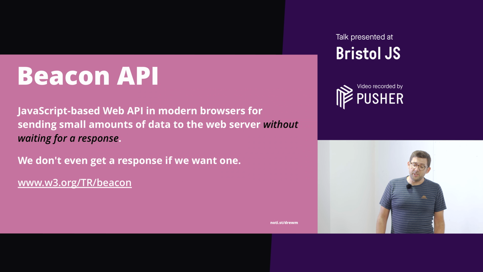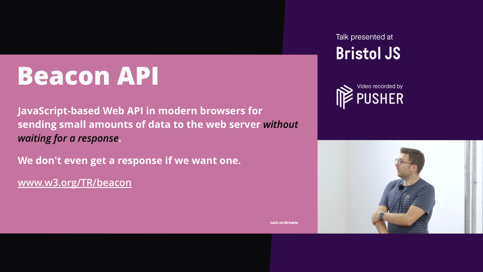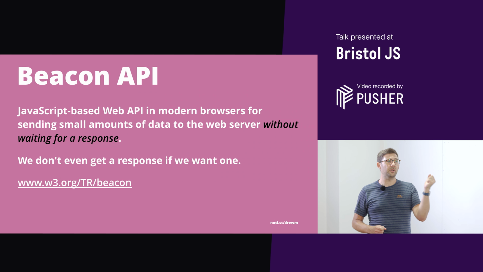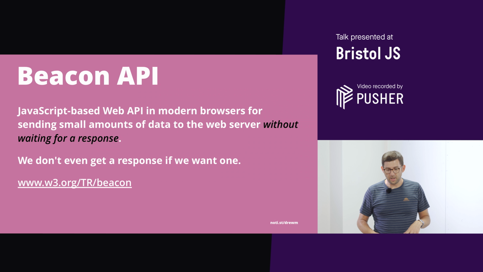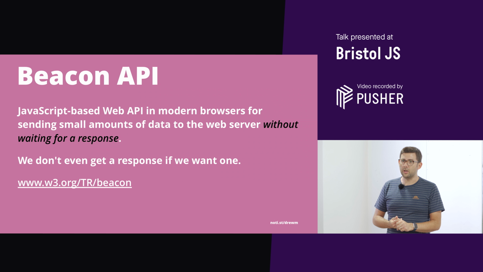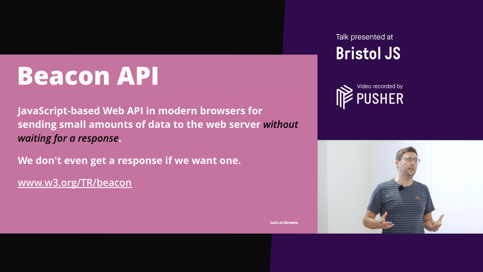But Beacon API is a JavaScript-based web API that is in pretty much all modern browsers, and it's for sending a small amount of data from the browser to the server, but without waiting for a response. And that turns out to be a really, really critical bit of the Beacon API and why you'd use it. So it's not only that you don't need to wait for a response, you actually don't get a response from it. You fire your data at the server and it doesn't return you anything. So your server could do what it likes, but you're never going to know about it in your script.